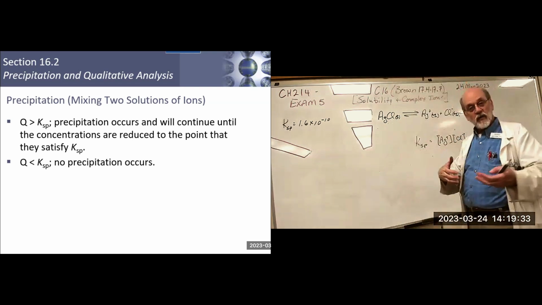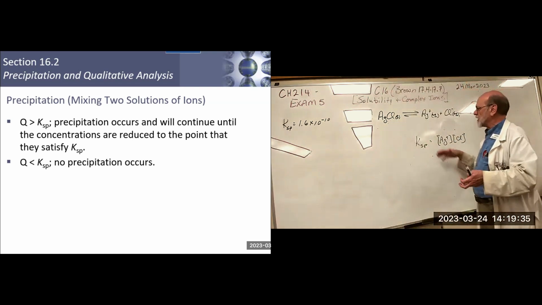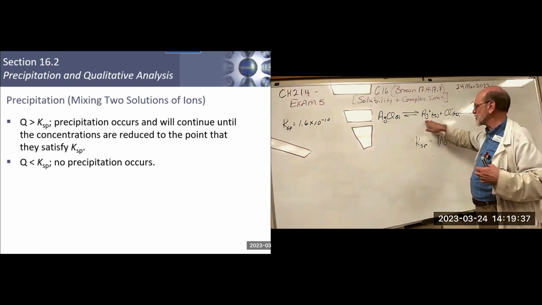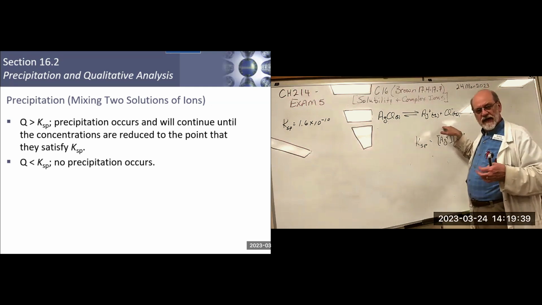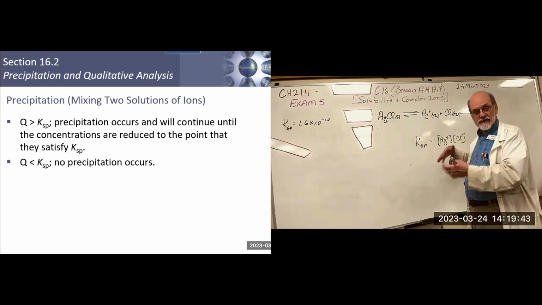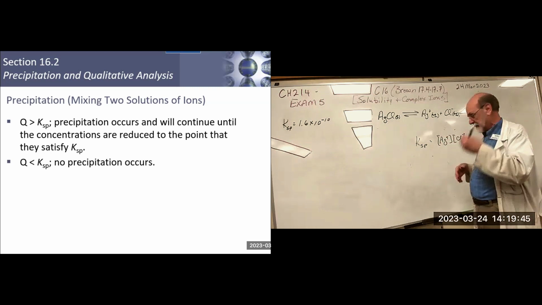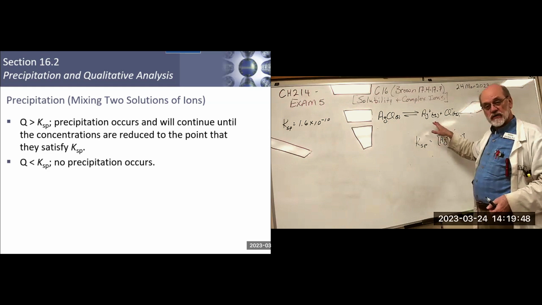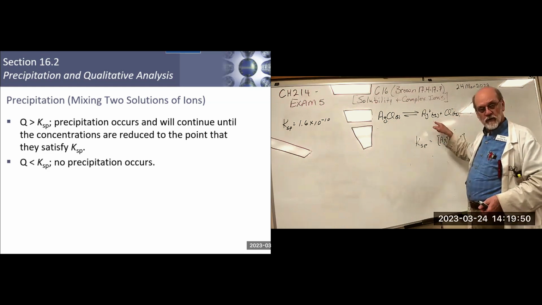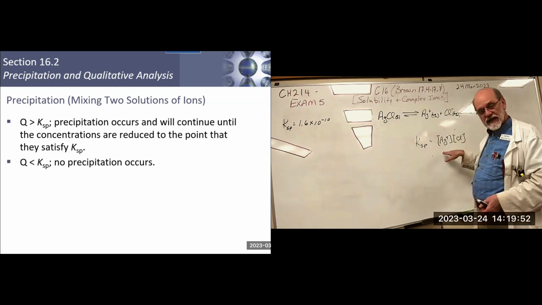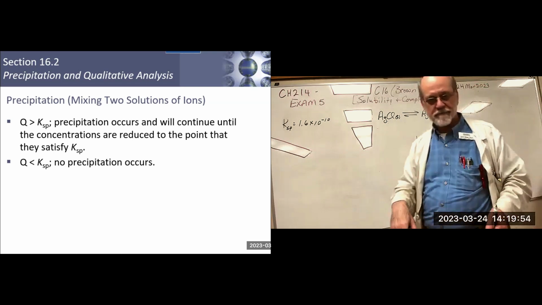Or we can look at it another way. Since we're given concentrations of these two, that means that we've got them in solution and we want to know, will they form a precipitate? And if Q is greater than KSP, yes, they will form a precipitate. Q is less than KSP, no, they won't.